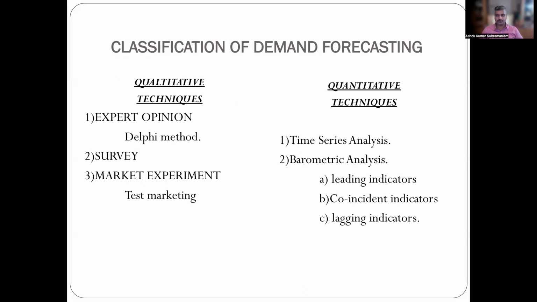What method do I have to choose? So there are generally 2 types of method. One is the qualitative method, the other one is quantitative techniques. So qualitative methods have 3 techniques. One is expert opinion or Delphi method, survey method, and market experimentation or test marketing method.